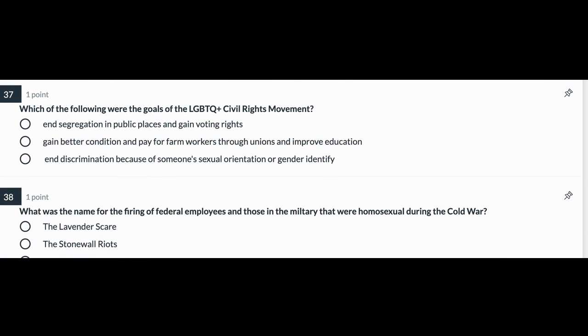37. Which of the following were goals of the LGBTQ+ civil rights movement? To end segregation in public places and gain voting rights. To gain better conditions and pay for farm workers through unions and improve education. Or to end discrimination because of someone's sexual orientation or gender identity.